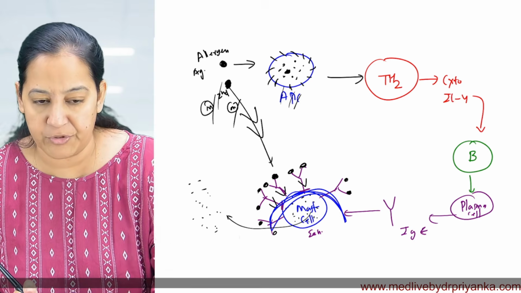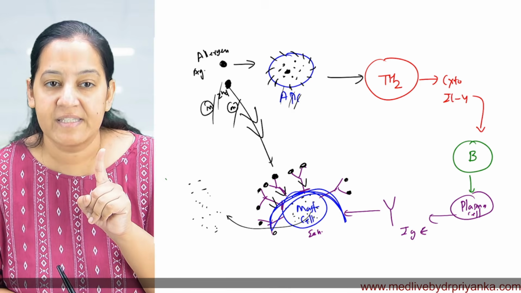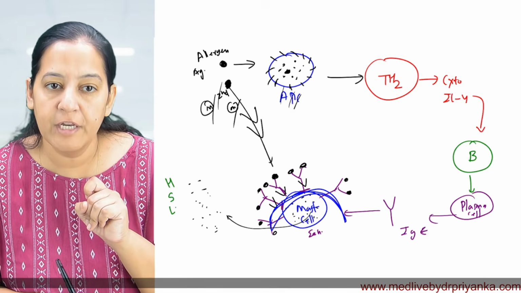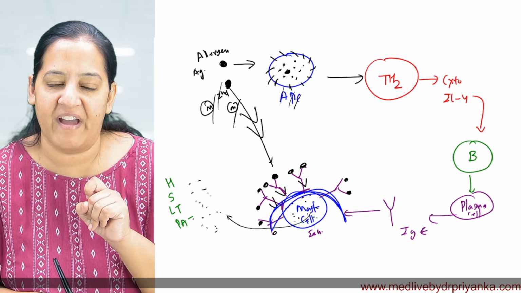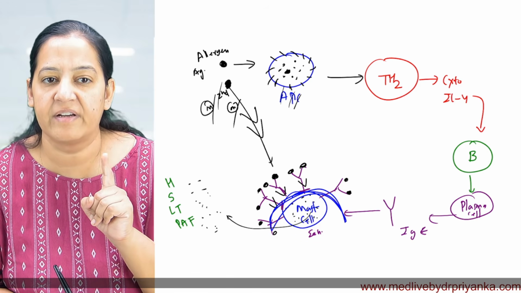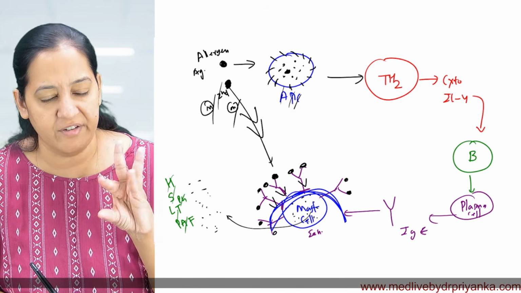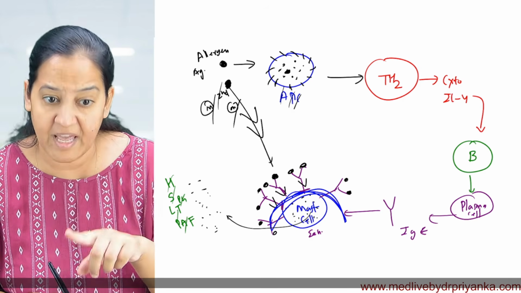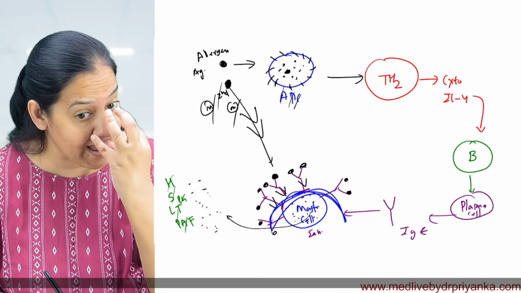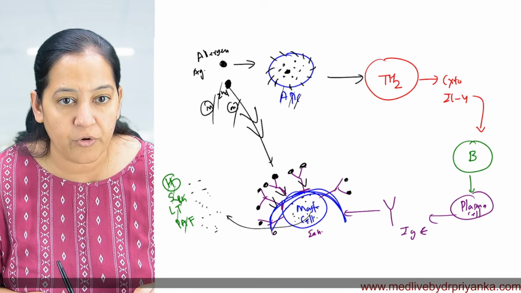Five of them are ultra important. You have to learn the names of the five. Histamine, serotonin, prostaglandin, leukotriene and platelet activating factor. These five are ultra important. Among them, the most important in case of our allergic rhinitis are histamine and leukotriene. These two are ultra important.